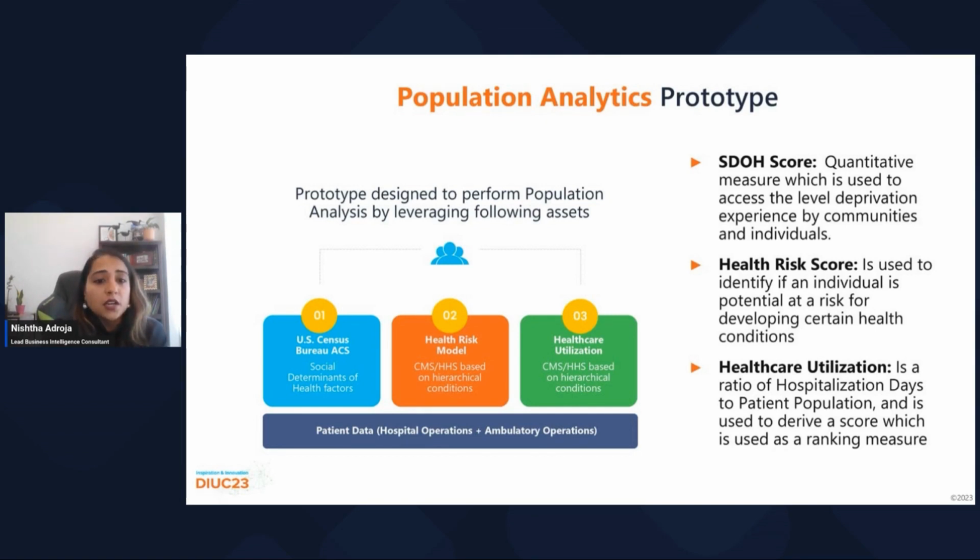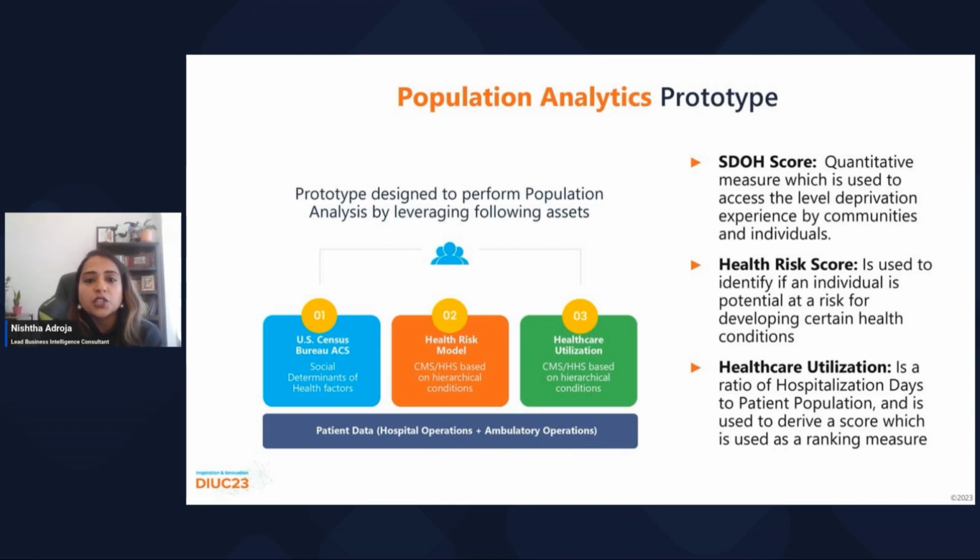Number one is social determinants of health factors. There are 7 factors that we have considered in this prototype, which we'll take a look at shortly. And these 7 factors are used to derive a quantitative value that tells you the level of deprivation experienced by individuals and communities.